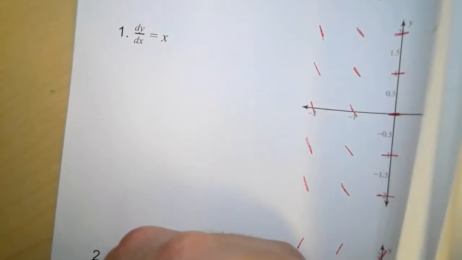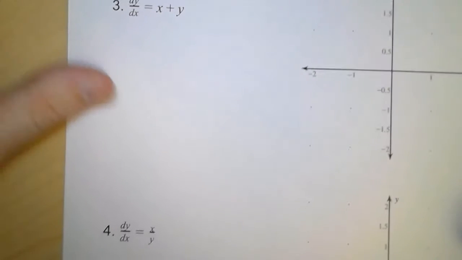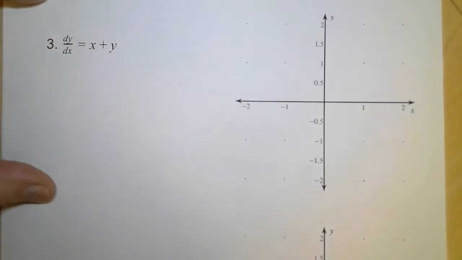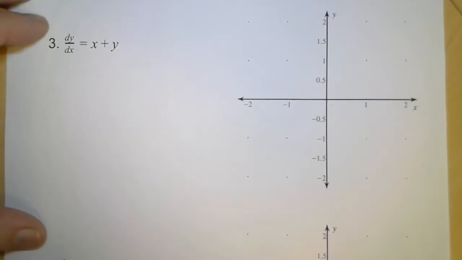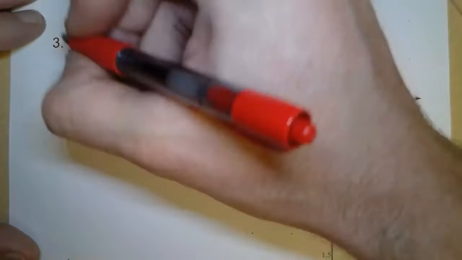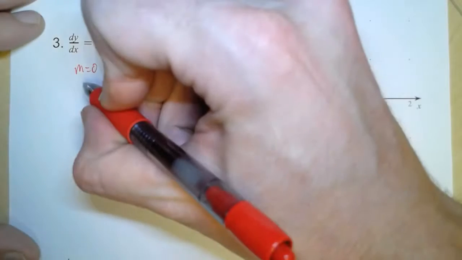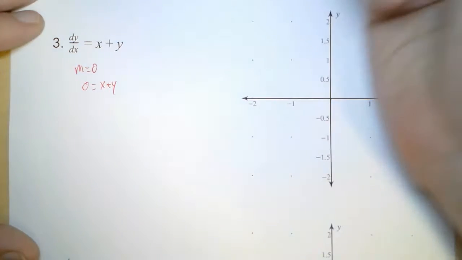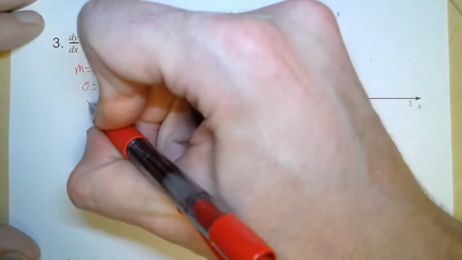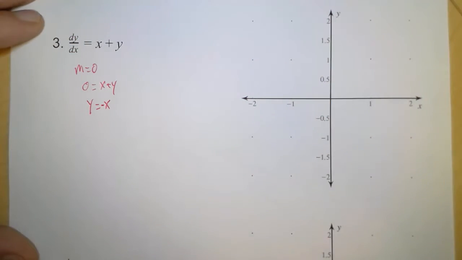So now looking at the next one, now we've got both x and y here in this slope field. Now one thing I'm going to do is I'm going to say, well, what happens if the slope equals 0? Well, that means I'm going to substitute 0 in for dy dx. So 0 equals x plus y. And so what I get is, if we solve for y, we get the equation y equals -x. So y equals -x is all the points where the slope is 0.